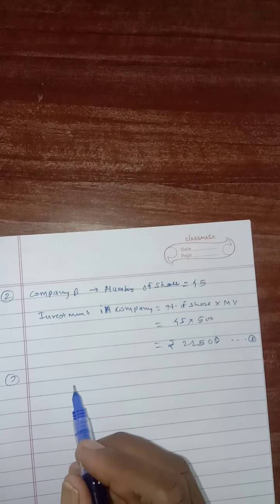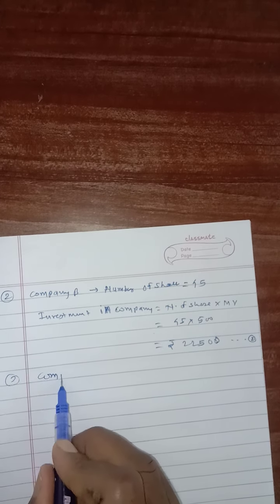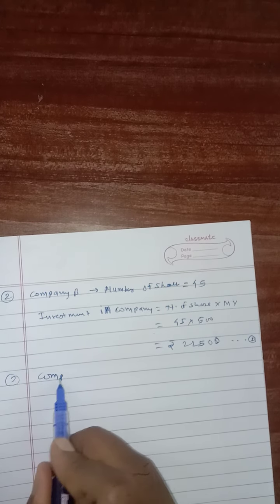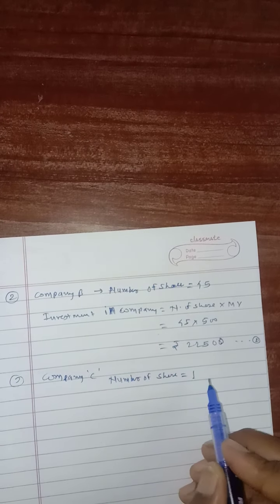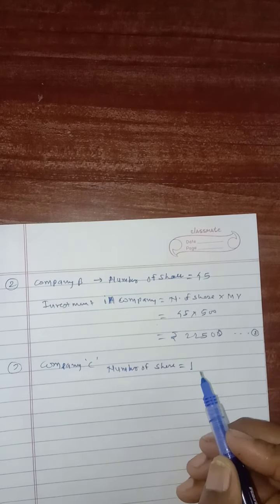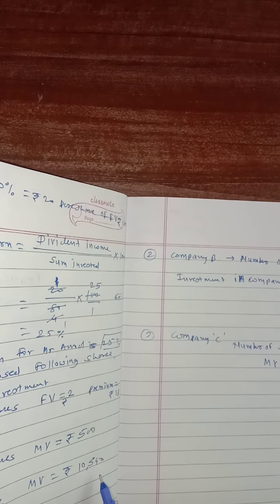And investment in company C: number of shares is equal to 1. Market value is given, 10,540. This is the third.